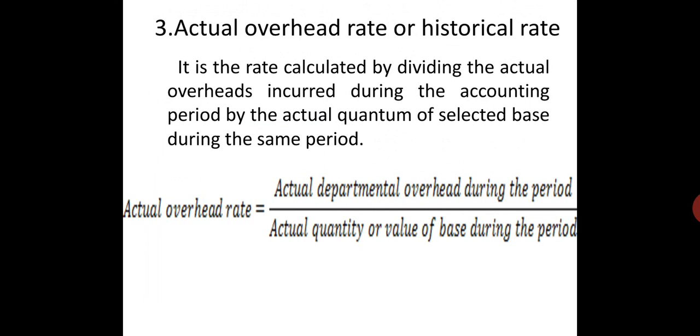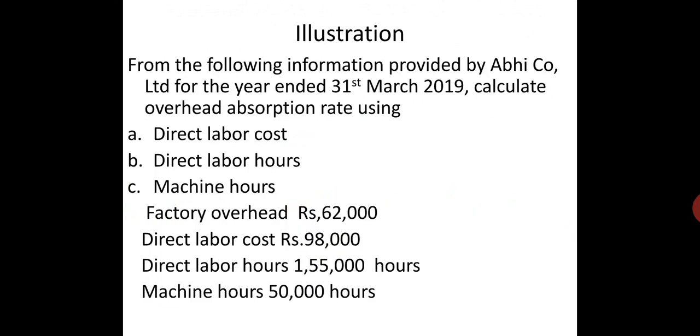The third method is actual overhead rate or historical rate. It is the rate calculated by dividing the actual overheads incurred during the accounting period by the actual quantum of selected base during the year. So here the formula is: actual overhead rate is equal to actual departmental overhead during the period divided by actual quantity or value of base during the period.